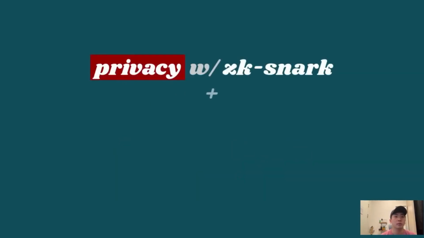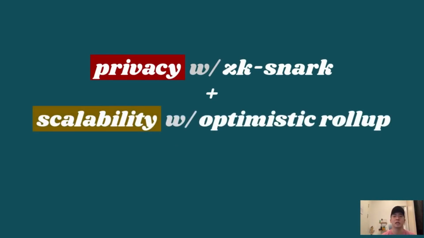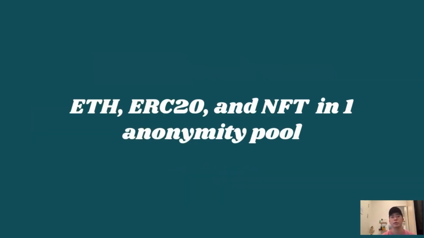In short, Zkopru implements private transactions using zkSNARK and achieves the highest scalability using optimistic rollup. So we call this zk optimistic rollup as Zkopru.